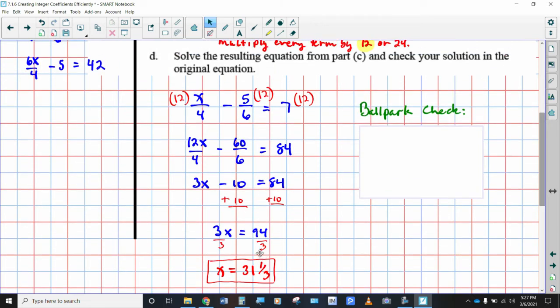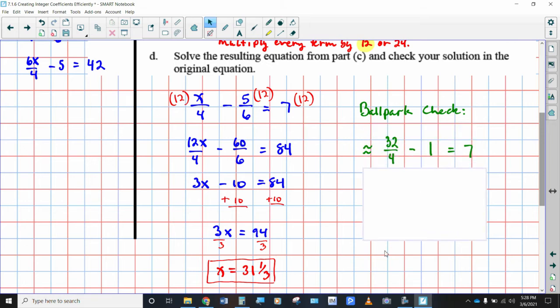All right, this looks like a horrible problem to try and check. 31.3 repeated divided by 4 minus 5 over 6. That sounds horrible. We could do it with your calculator, but I'm going to introduce you to an idea that a professor in college showed a class once that's called the ballpark method. Do the ballpark check. You don't necessarily have to check 31 and 1/3 divided by 4. You could round that up and maybe say, could we call it about 32 divided by 4? And 5/6 is really close to 1. So does that get us pretty close to our answer?